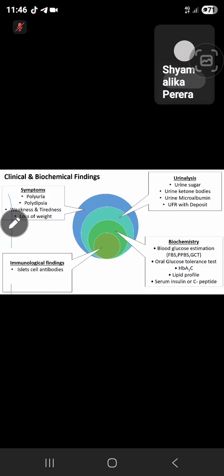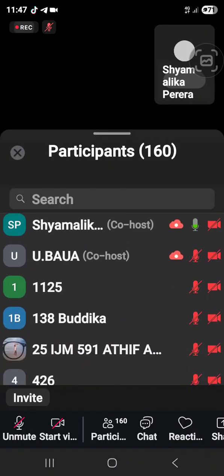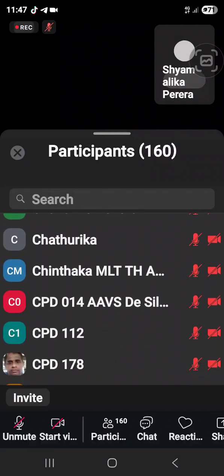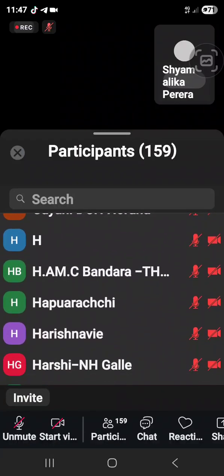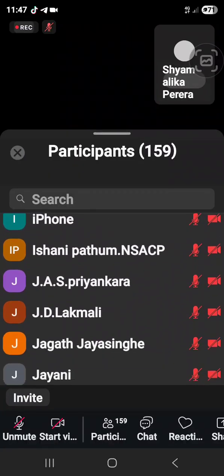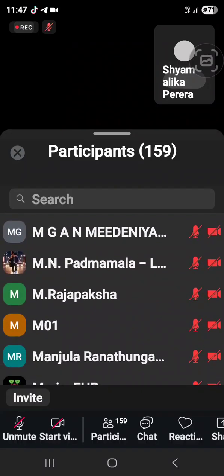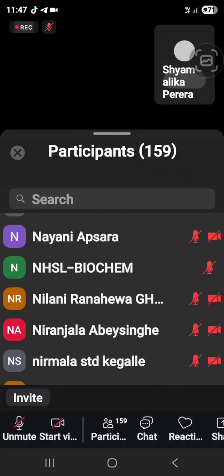Those are the symptoms from the patient. And if you analyze a urine sample, you can find urine sugars, ketone bodies, microalbuminuria, and UFR with many changes, deposits. And biochemical assays: fasting blood sugar, PPBS, glucose challenge test, OGTT, HbA1c. Not only that, if you are monitoring for a long period of time, there can be lipid parameter changes, serum insulin level changes, HbA1c changes like this.